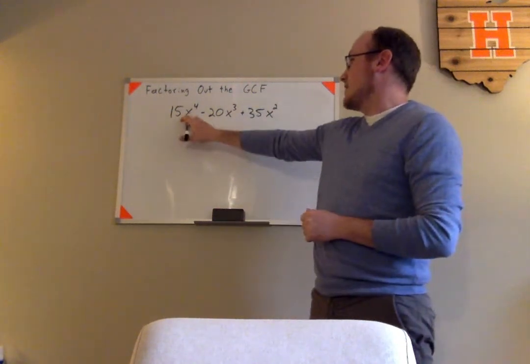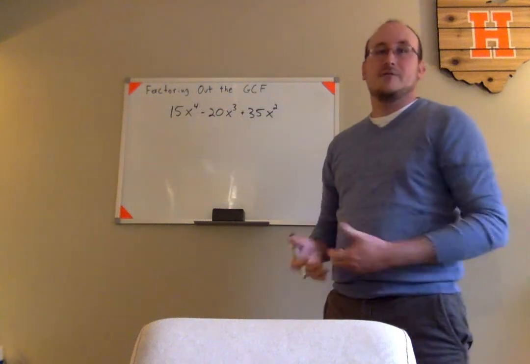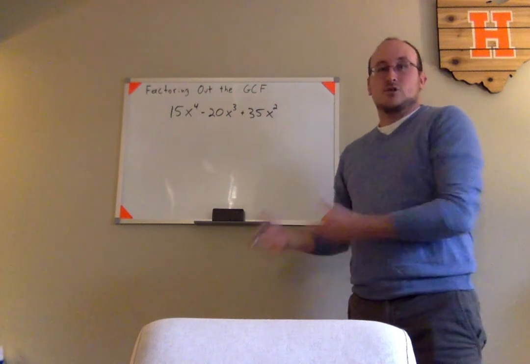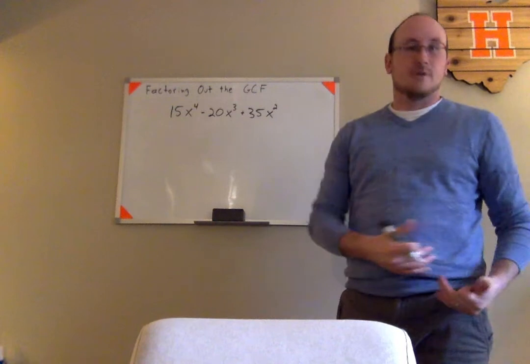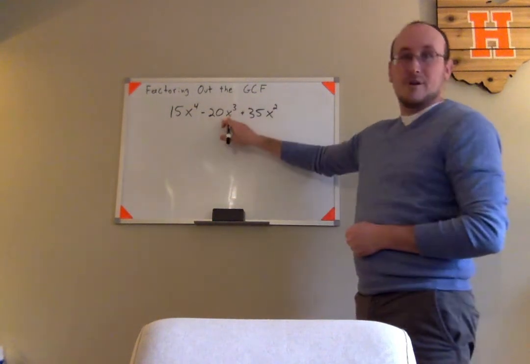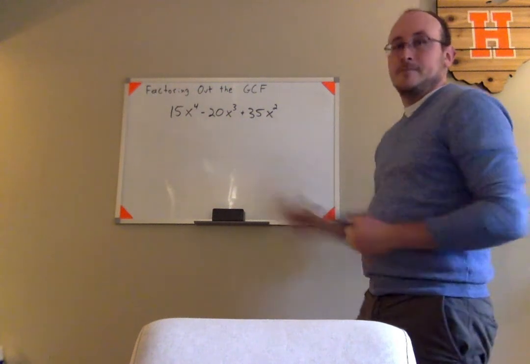And then looking at your variables, x to the 4th, x to the 3rd, x to the 2nd, those all definitely have an x in common. As a matter of fact, they have an x squared in common. The highest power of x I would be able to take out of all three terms would be x to the 2nd power. I can't take x to the 3rd power out of all of them because this one doesn't have enough factors of x to do that.